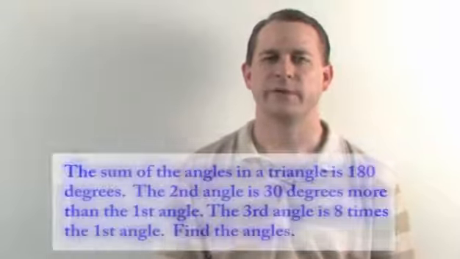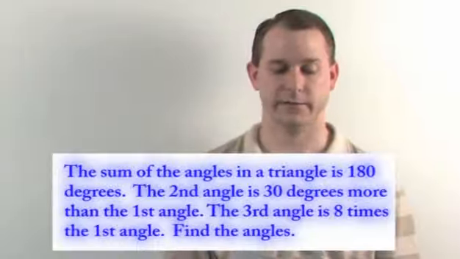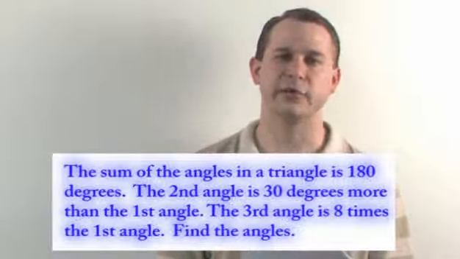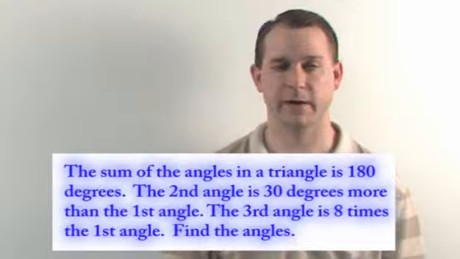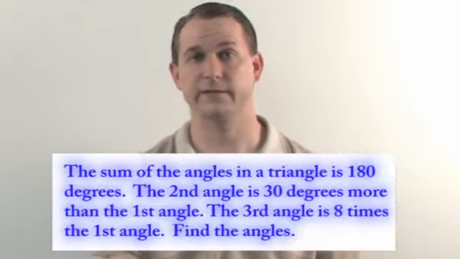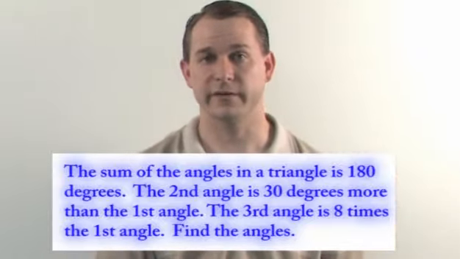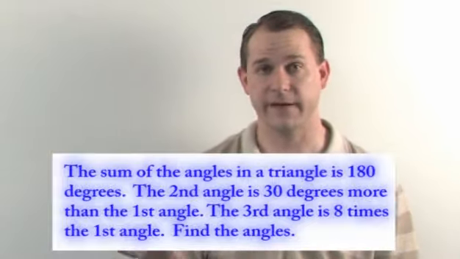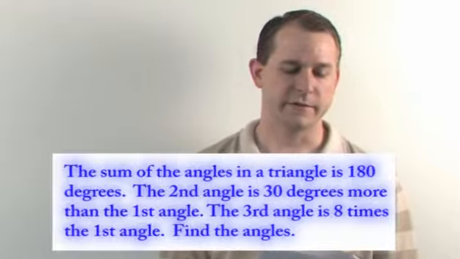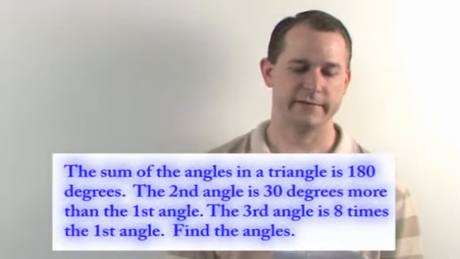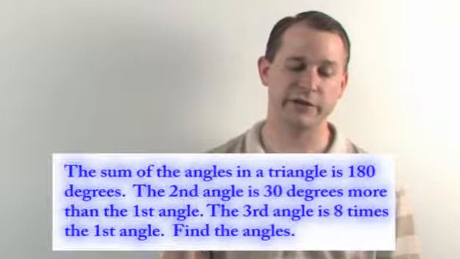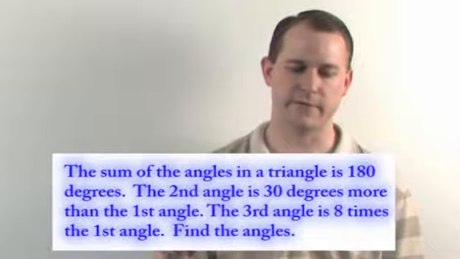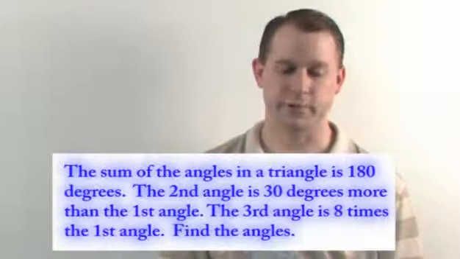So the next problem is going to deal with angles in a triangle. It says the sum of the angles in a triangle is 180 degrees. And by the way, that's always true. I'm just giving you this in case you don't know. The sum of the angles in a triangle is always equal to 180, no matter what the shape of the triangle is. That's just a fact. The second angle is 30 degrees more than the first angle. And the third angle is 8 times the first angle. Find the angles in the triangle.